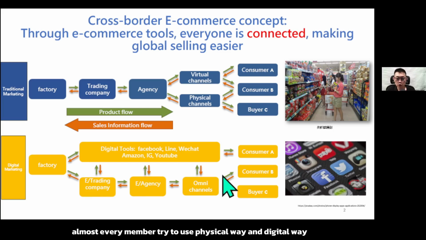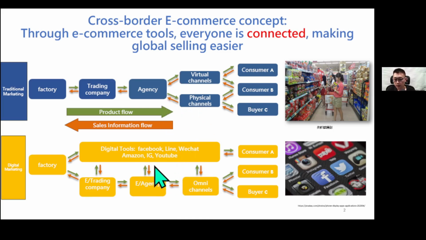So now almost every member tries to use both the physical way and the digital way. So the two systems compete with each other, and they evolve, they digitalize. So they compete for information, compete for orders, compete for traffic, compete for attention, compete for consumers. They do advertisements on Facebook. They use keyword advertisements. So there are two different types, the traditional type and the new type.